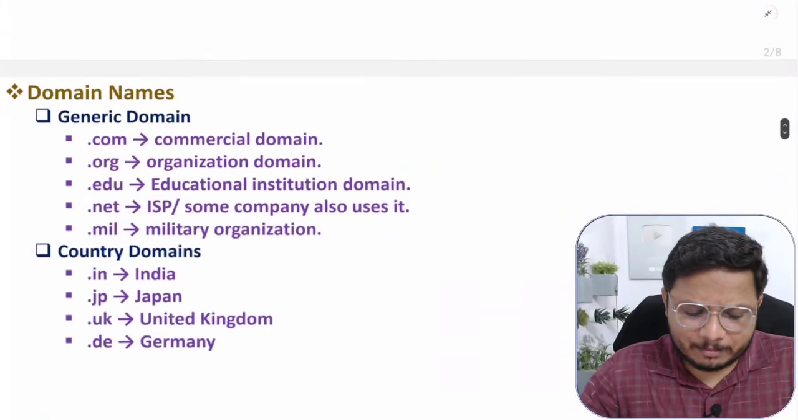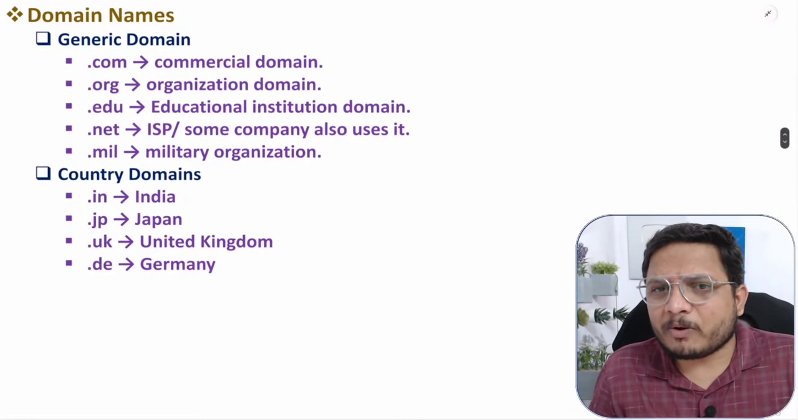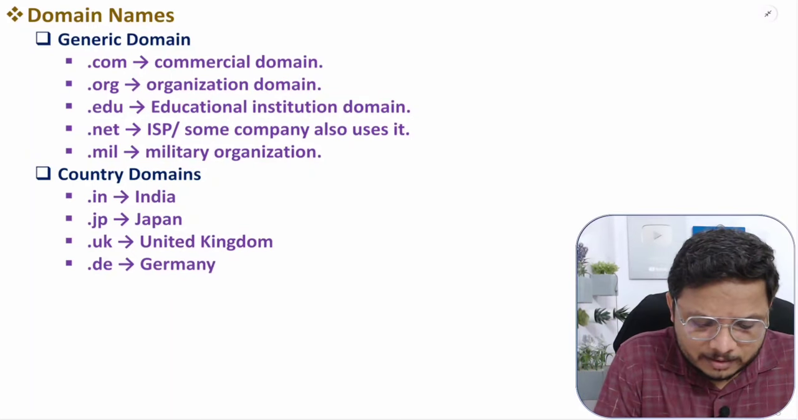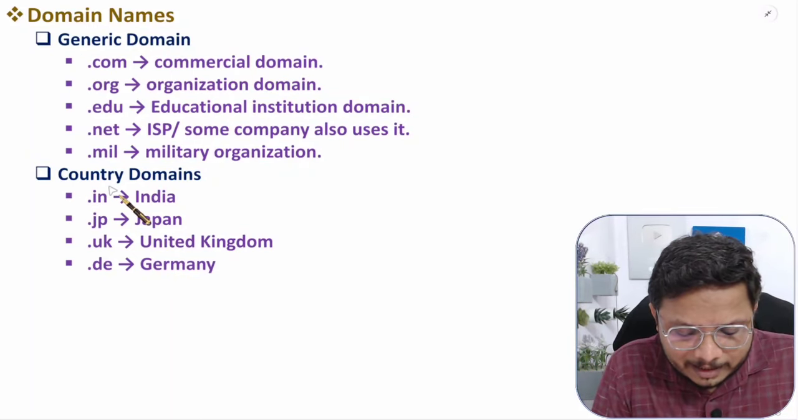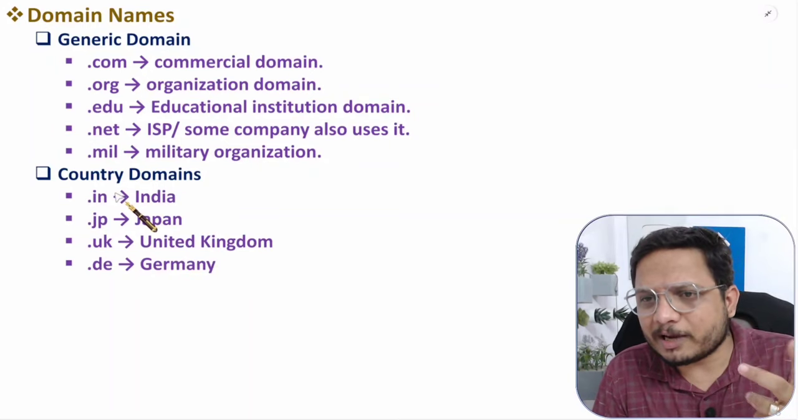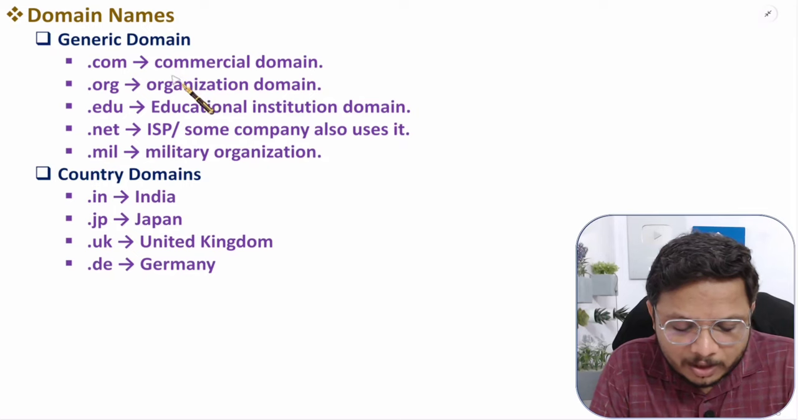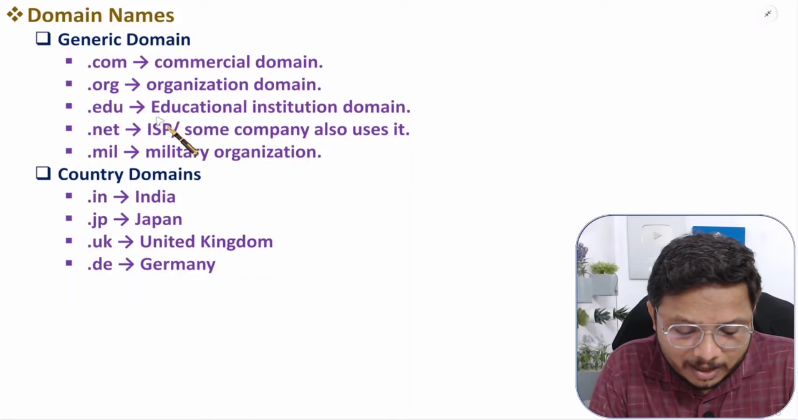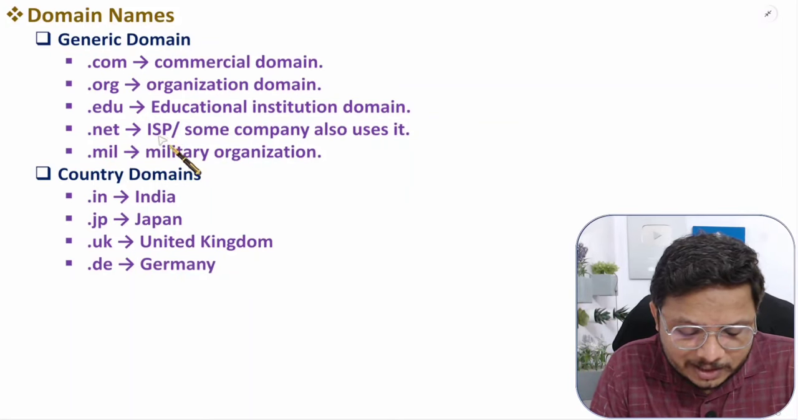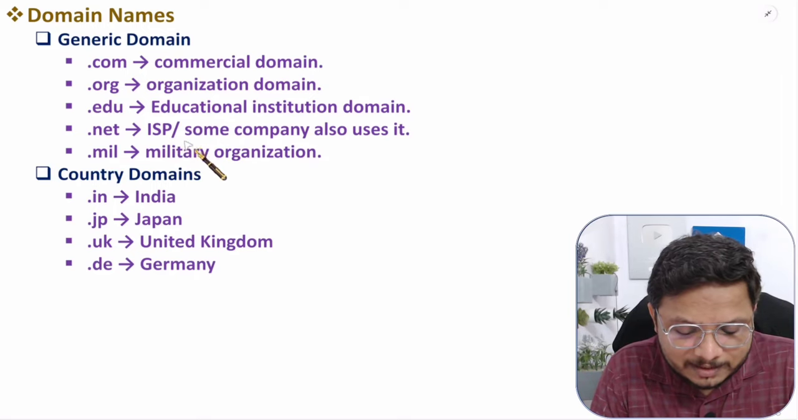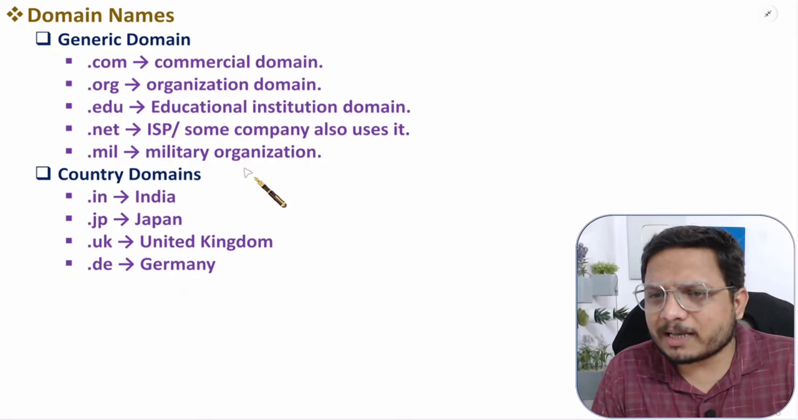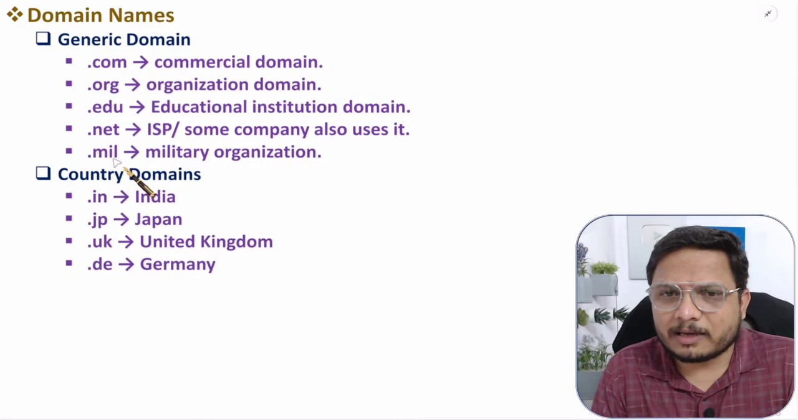Now let me give a bit of clarity about how domain names are classified. See, in general, you can say generic domain and country domain; that is how it is classified. These are the main domains. Generic means .com, .org, .edu, .net, .mil. .com is used for commercial domains. .org is used for organizations. .edu is used for educational institutions. .net was initially used for internet service providers only, but nowadays some companies are even using this. .mil is used for military organizations. Nowadays it probably has rare use, right?